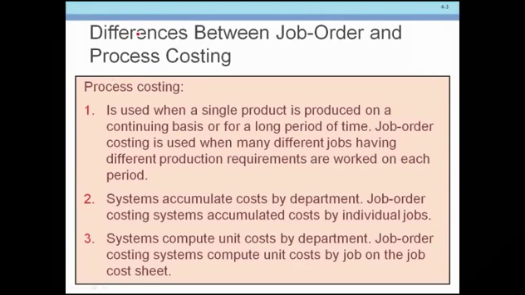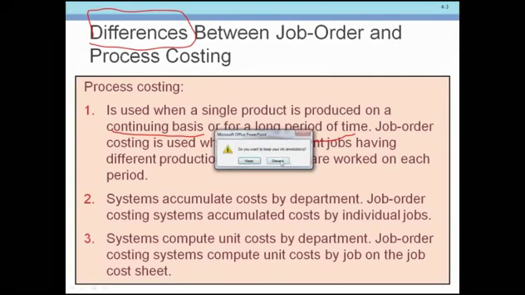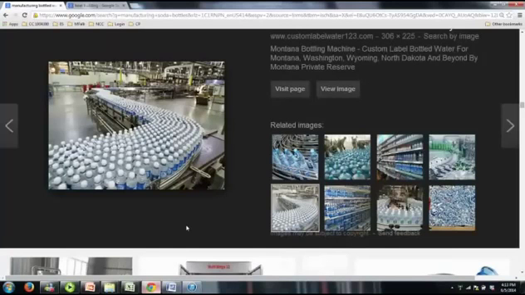Now, differences between job order costing and process costing. Here are the differences. Process costing is used when a single product is produced on a continuous basis or for a long period of time. Once again, let me show you the picture. This way you would remember. This is the picture of process costing. We are continuously producing one single product, but we are producing it in masses.